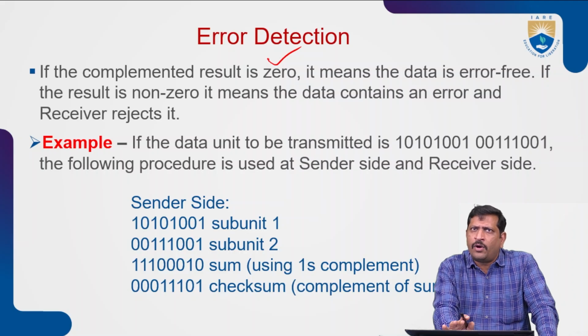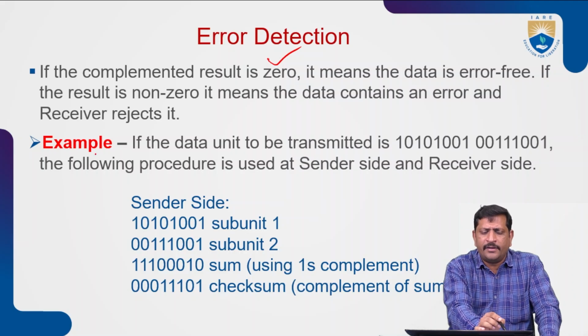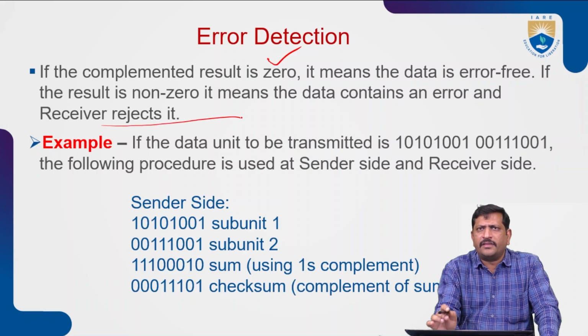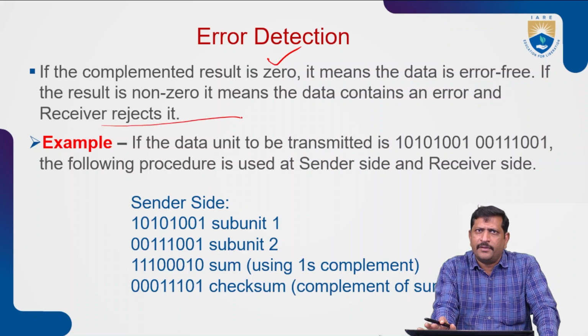If the result is non-zero, it means the data contains an error and the receiver rejects the data. It won't accept the data. So this is the checksum.